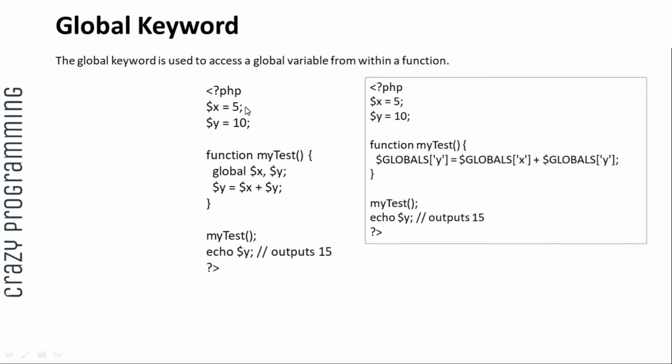You can also write the global keyword as I have written here. I am using global x, y in a single line. You can also write $GLOBALS inside the brackets, single quotation, y equals to, like this. And you can print in the same way. Both will work, it's up to you what you want to use.